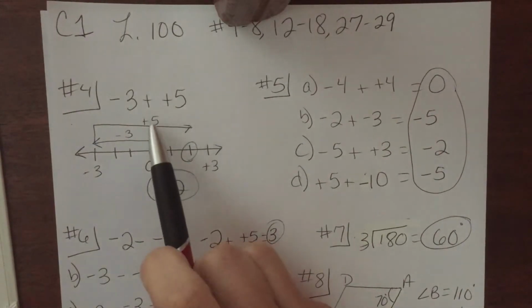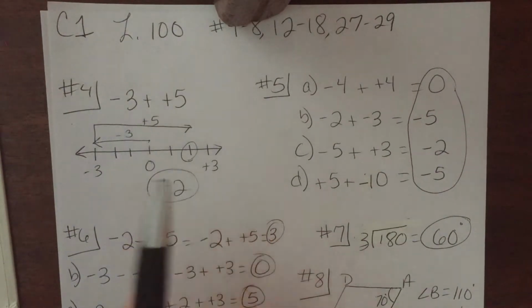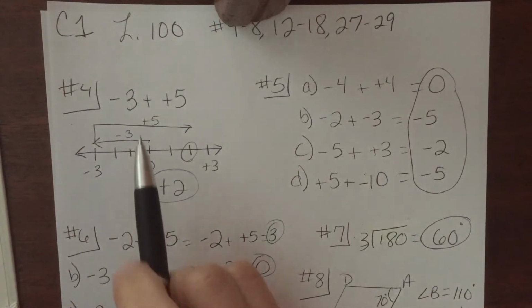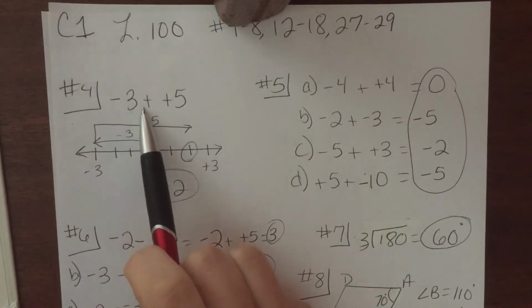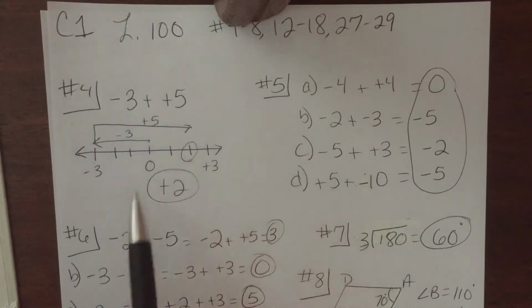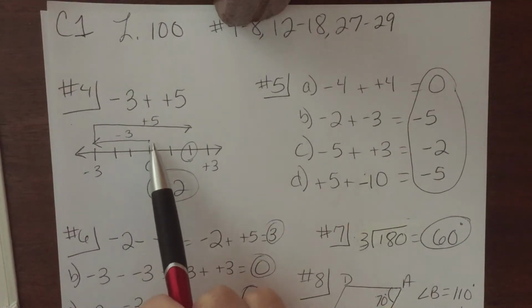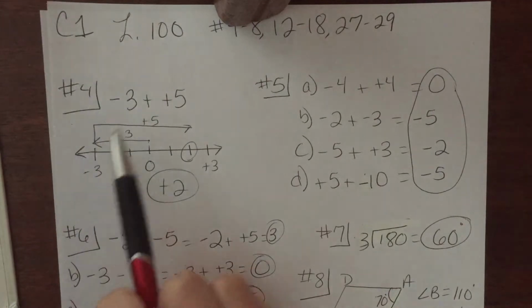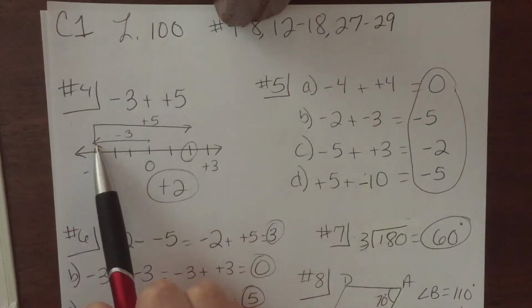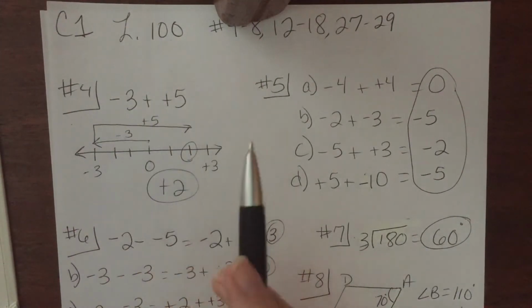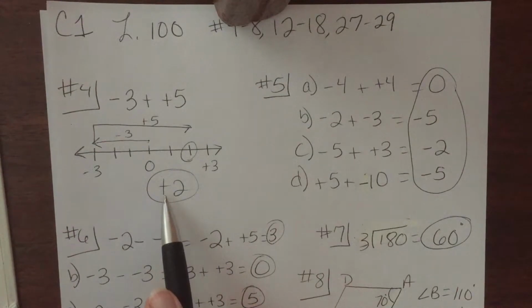So number 4, it says for us to illustrate this on a number line, -3 plus +5. I started at 0 on my number line. -3 means go to the left 3, and then add a +5. It means I'm going to go to the right 5, and the final result we would get to is +2.